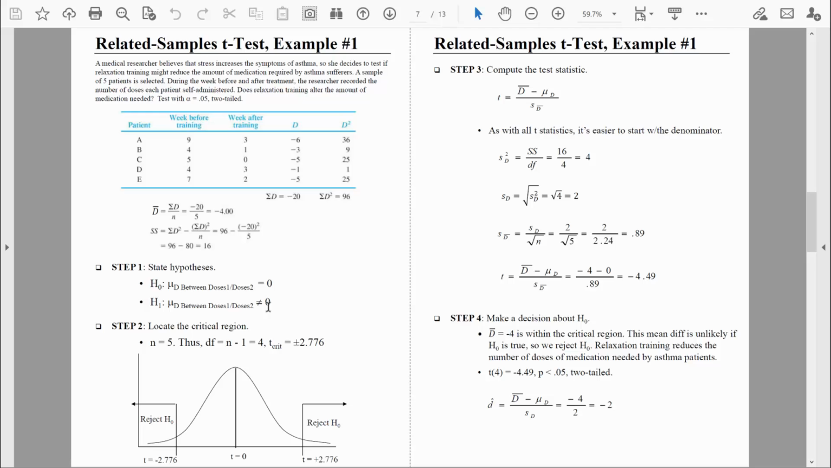The alternative hypothesis states that the population mean difference in doses from time 1 to time 2 is not 0. And we have evidence to say that it's less than 0. In fact, our best guess is that people give themselves 4 fewer doses after the relaxation training. Second follow-up question, do we have statistically significant results? Yes, we do. The average difference that we found, 4 fewer doses, is very unlikely to be found just by chance if the null hypothesis is true.